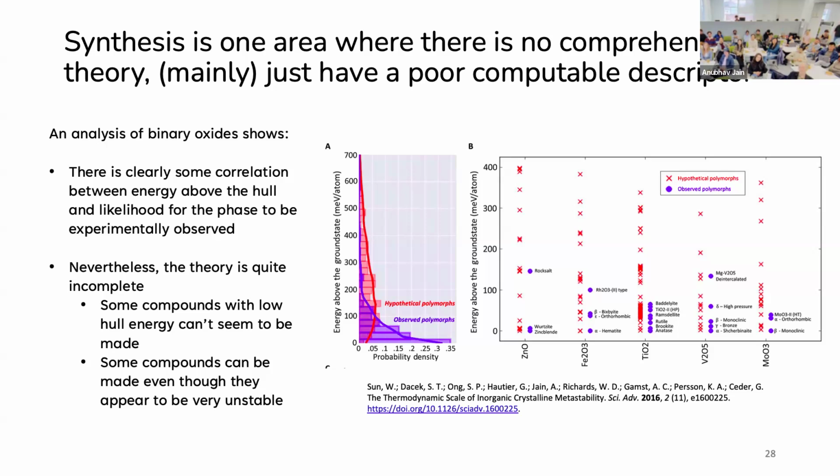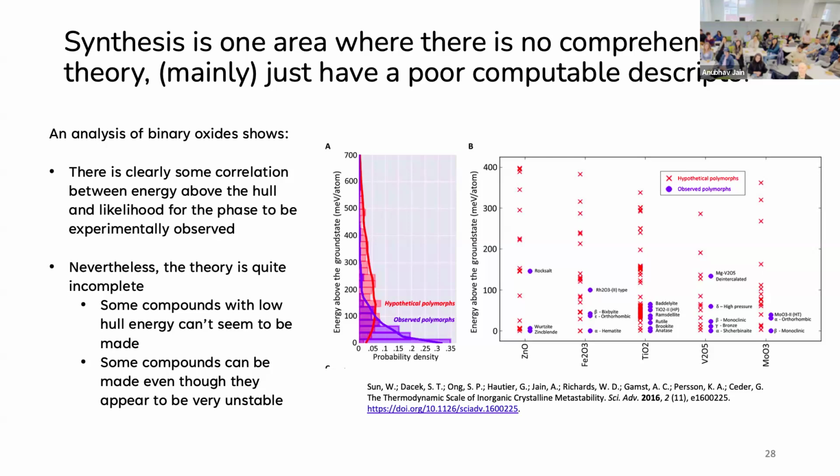This is a paper previously done largely by Gerbrand Ceder's group and Wenhao Sun that looked at this energy above the hull descriptor and how well it discriminates between hypothetical materials that don't exist and observed polymorphs that do exist. There's clearly some signal there, where low E above hull compounds are much more likely to be observed materials than hypothetical materials, but there is quite a bit of overlap.